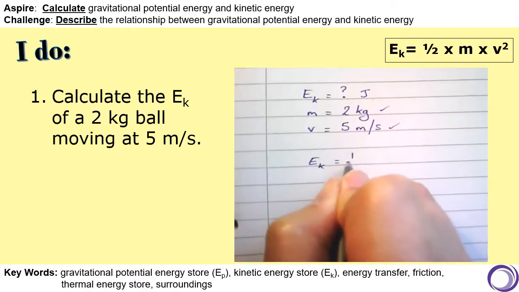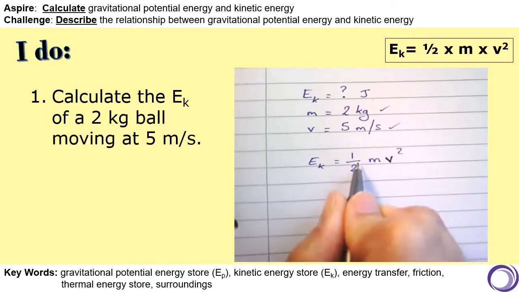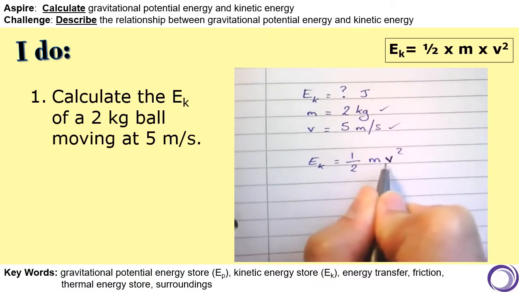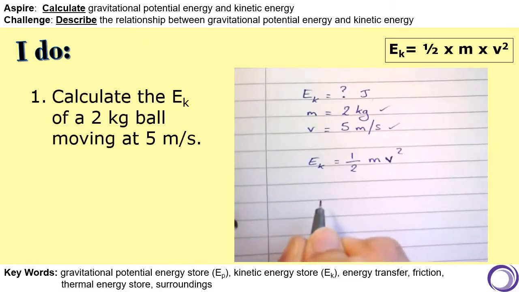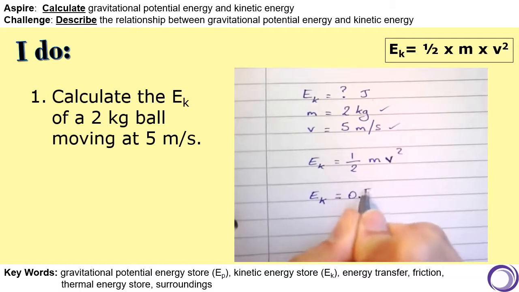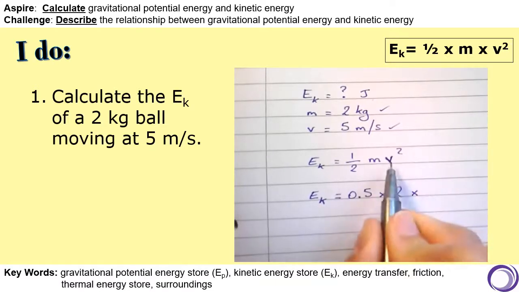EK equals half times M times V squared. Okay, so just like in maths, if we just have letters like this next to each other, it means that we're multiplying them. So EK equals half times M times V squared. So now I'm going to substitute my numbers in. EK is my unknown, so I'm just going to write EK again, equals, now this half, remember I said that for your calculation you can use the decimal 0.5 because half equals 0.5, and this makes it easier when you're putting it into your calculator, times the mass, which is 2 kilograms, so times 2, times the velocity squared.